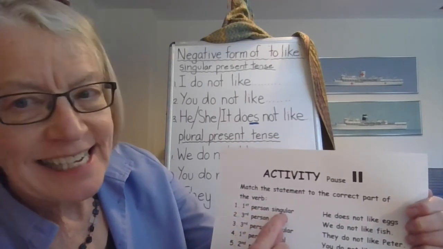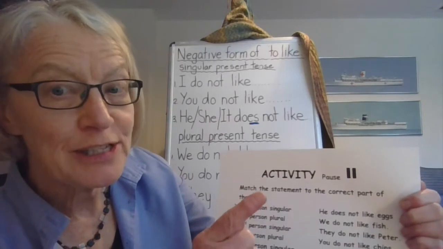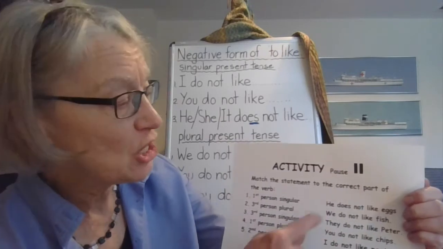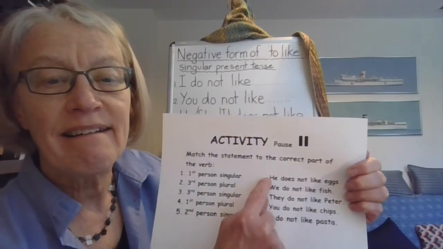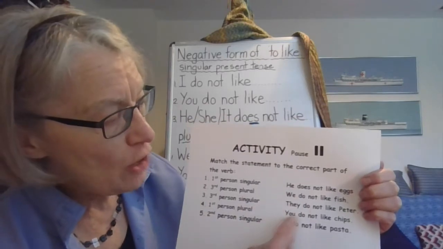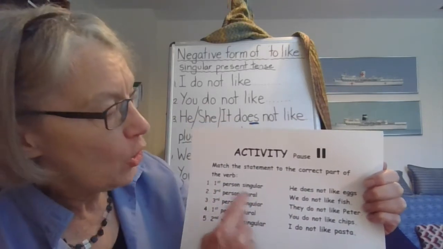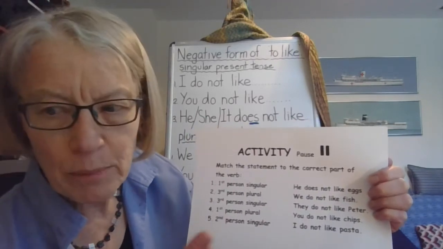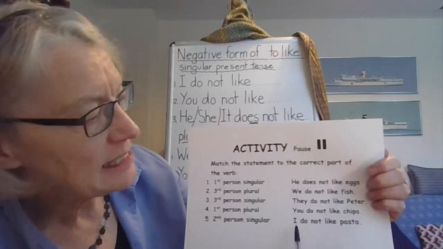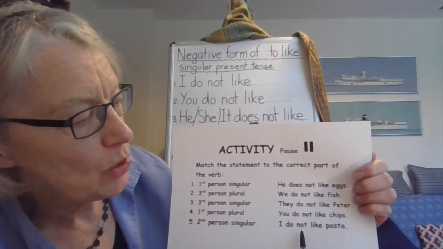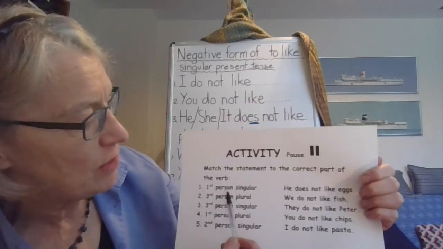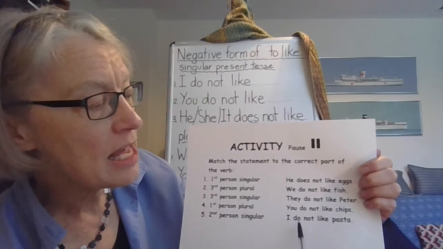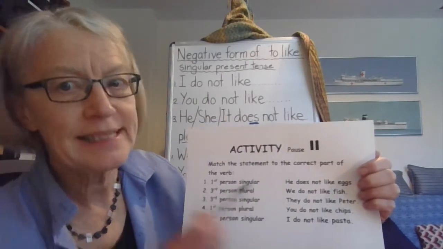First person singular. Now remember, first person singular is I do not like. So you have to look over here and find out which of those goes with number 1. Which is the first person singular? I'll help you. I'll show you. It's this one. I do not like pasta. So that is the first person singular. So your answer is, for number 1, I do not like pasta.